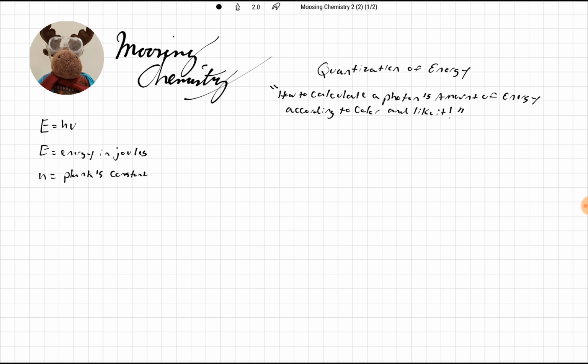Actually, Planck's constant relates the energy in one quantum, a photon of electromagnetic radiation, to the frequency of that radiation. Simply put, it's got a number to it: 6.626 times 10 to the negative 34 joule seconds. And then, of course, there's v. Let's not forget v. v equals frequency.